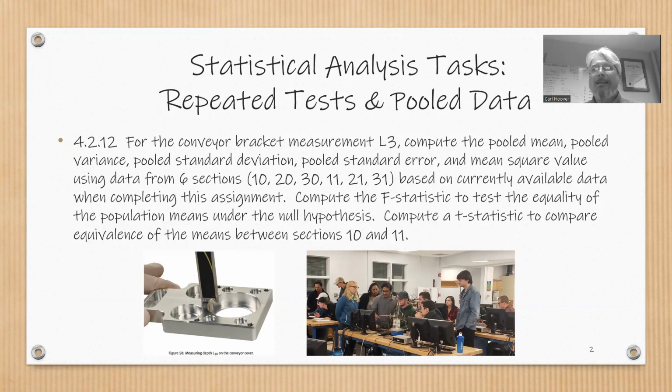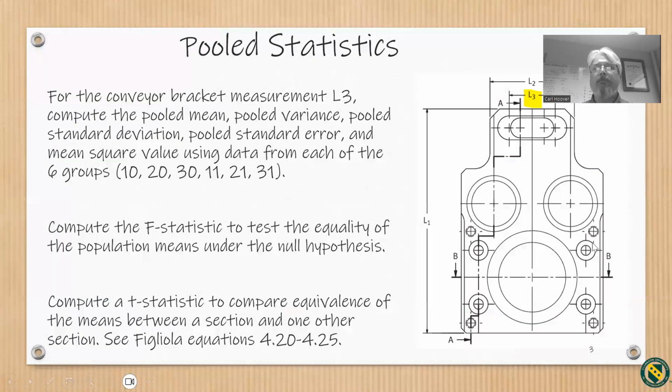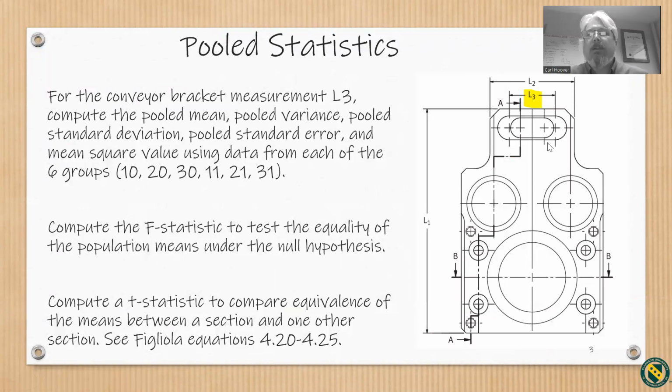Recalling, of course, that we've got 6 different sections of this class where students are taking physical data of these measured parts in class: Monday, Wednesday, Friday, sections 10, 20, 30 on 1 week. The next week is sections 11, 21, and 31 on Monday, Wednesday, and Friday. So the part that we're looking at is this conveyor bracket, and we're specifically looking at this measurement L3.